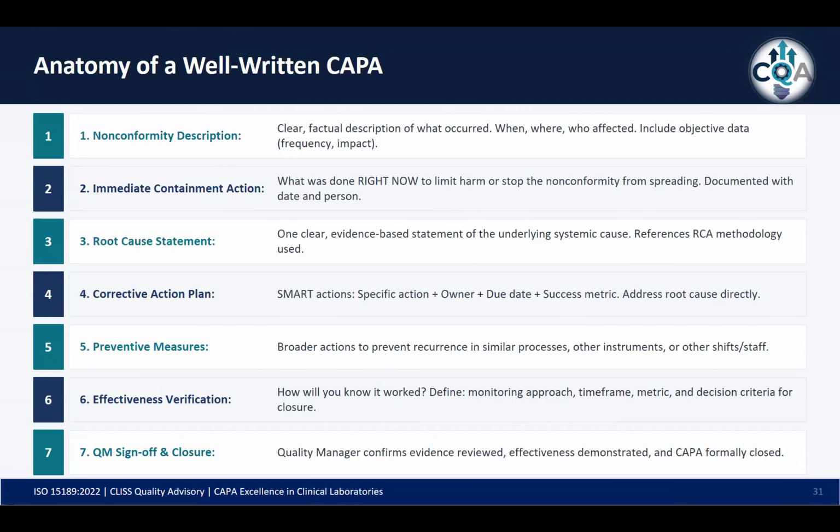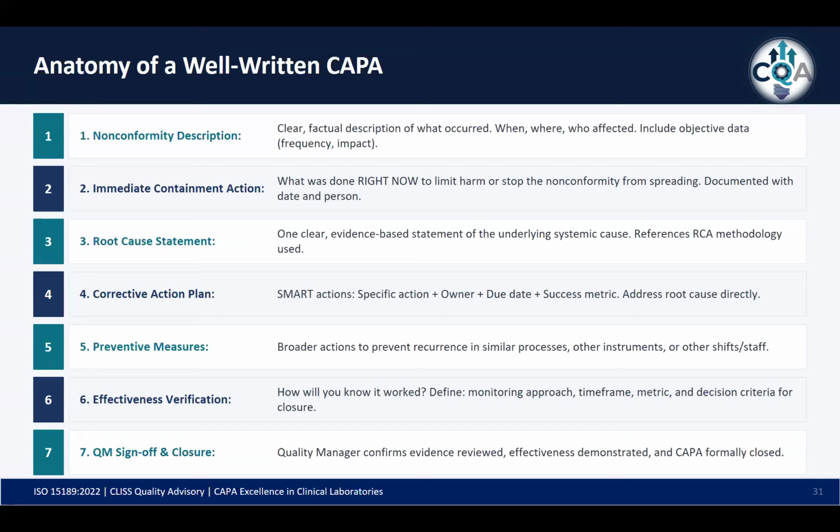So this will be accompanied probably by an extra form that tells us exactly how you arrived at that as being your root cause. Corrective action plan should be SMART. You should be specific. Tell us who the owner is, what the due date is, the success metric. You need to predefine this so that when you come back to check for effectiveness, we know what has been checked and verified and monitored over a given period of time.